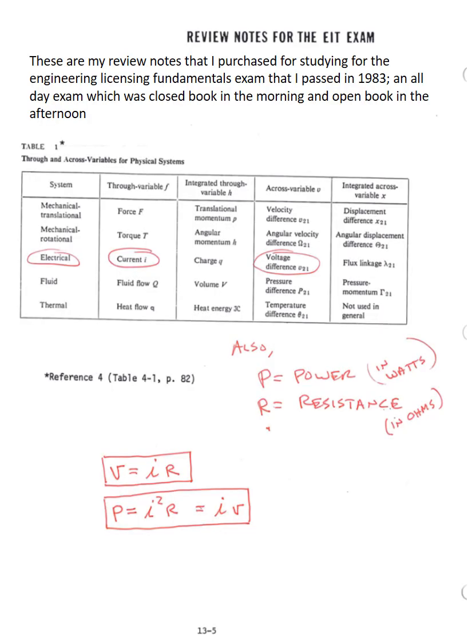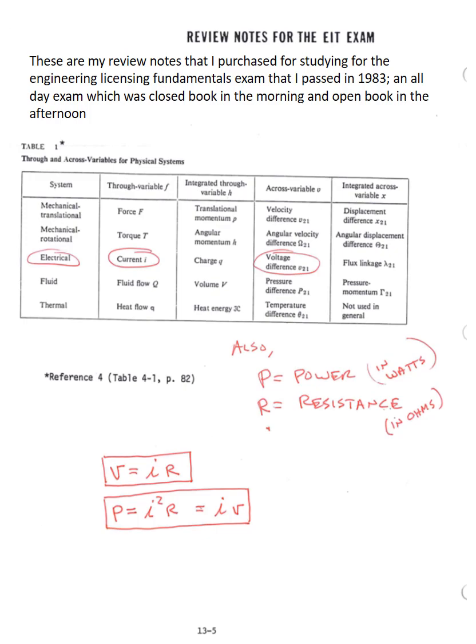What you see here are my review notes that I purchased when studying for the professional engineering fundamentals licensing exam that you take when you're a student. So I took that and passed it in 1983. And I just thought this would be a nice thing to compare the analogy between mechanical and electrical and fluid and thermal. So to help you better understand, electrical current is sort of like fluid flow. The analogies don't hold everywhere, and voltage is sort of like a fluid pressure.